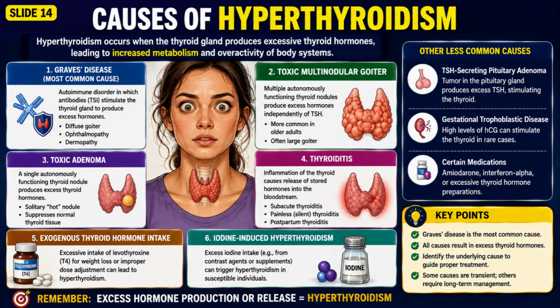Inflammation of the thyroid gland, known as thyroiditis, may cause the release of stored thyroid hormones into the bloodstream, temporarily increasing hormone levels. Examples include subacute thyroiditis, painless thyroiditis, and postpartum thyroiditis. Hypothyroidism may also result from excessive intake of thyroid hormone medications or excessive iodine exposure in susceptible individuals. In rare cases, disorders of the pituitary gland that produce excess TSH can stimulate the thyroid gland and lead to hypothyroidism. Identifying the underlying cause is important because treatment varies depending on the specific condition responsible for the excess hormone production.